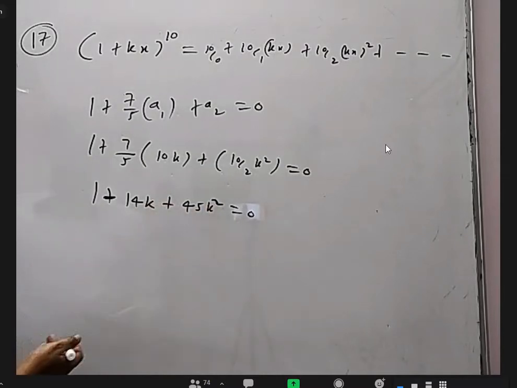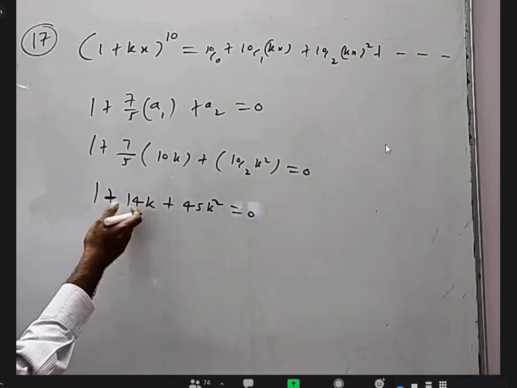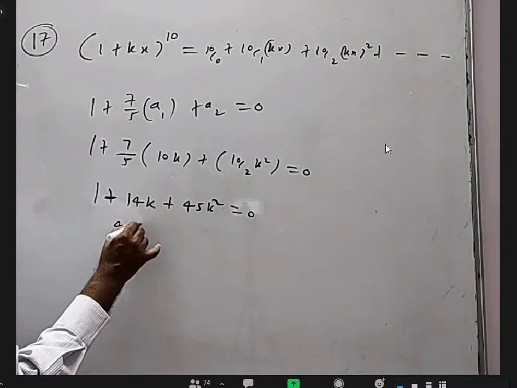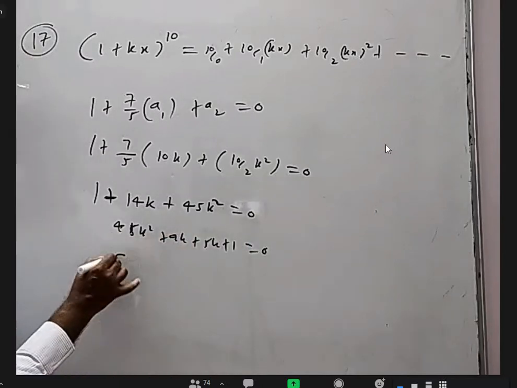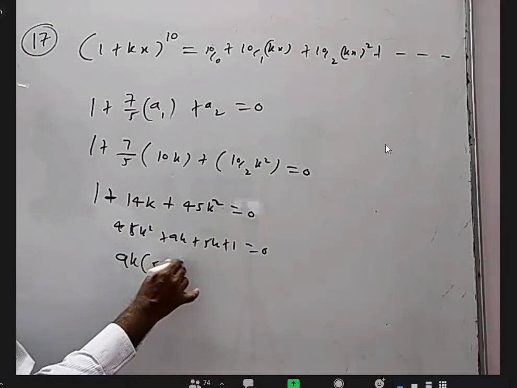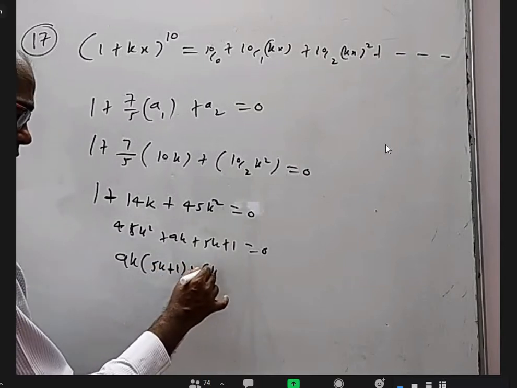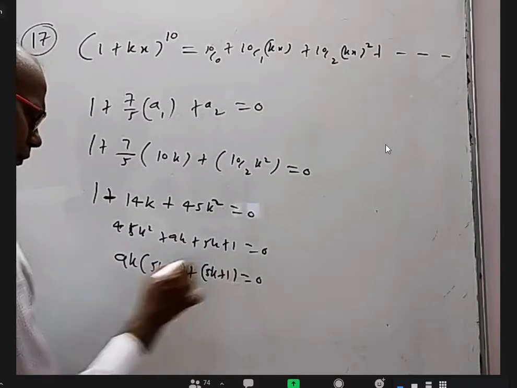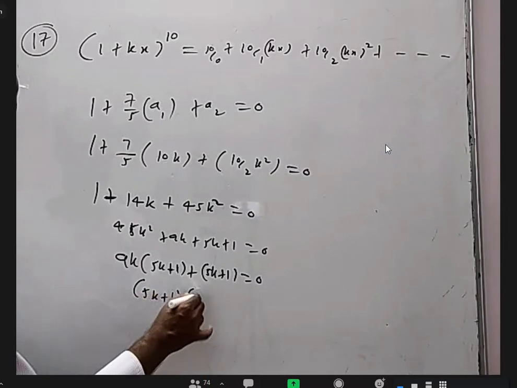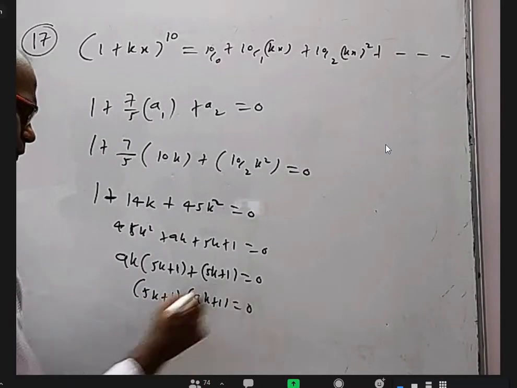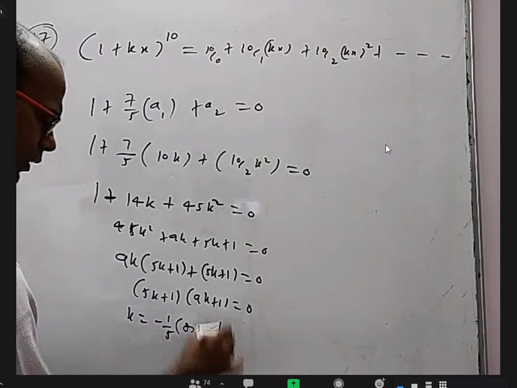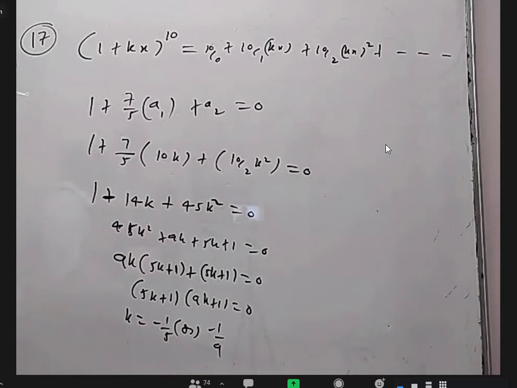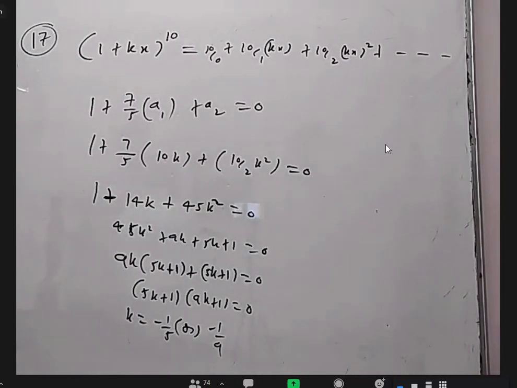Okay, this is a simple quadratic equation. You can solve it. 45, 9 plus 5. So 45 k square plus 9k plus 5k plus 1 is 0. From these two, if I take 9k common, I'll get 5k plus 1, plus 5k plus 1 equal to 0. If I take 5k plus 1 common, I'll get 9k plus 1 is 0. So we'll get k equal to minus 1 by 5 or minus 1 by 9. Okay, just binomial expansion only, nothing much.